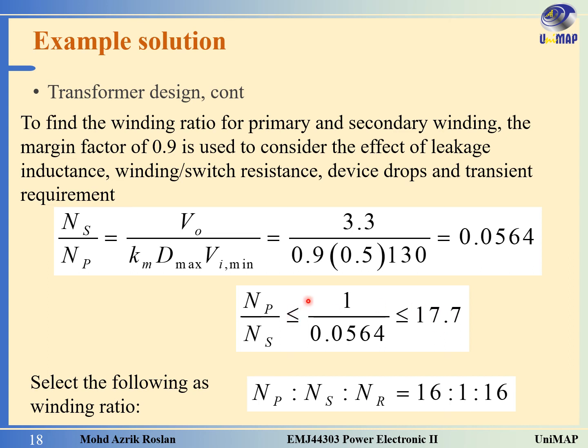So our winding ratio must be less than 17.7. In this case, the nearest value we can select is 16, or 17 is also okay, but let's say we select 16. So our ratio will be Np over Ns over Nr equals 16 over 1 over 16, because our Nr is the same as Np.